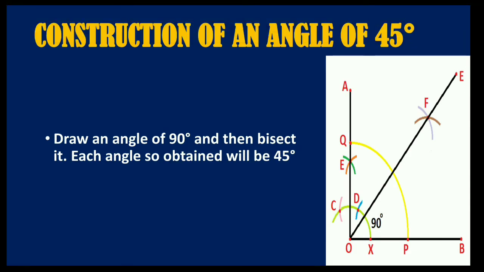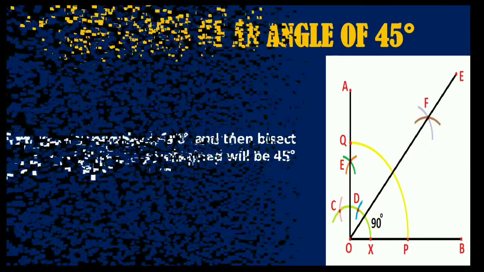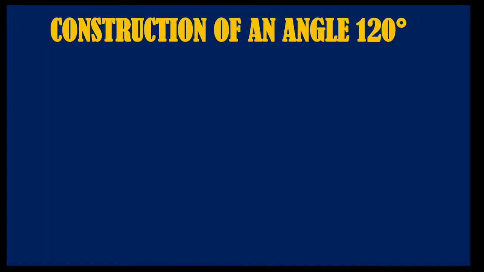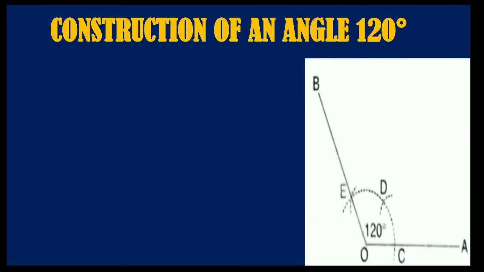So next, how to construct angle 120 degree. That means we have to draw 60 degree and another 60. This is one way, or you can draw first 90 and then draw 30 degree, the other way. So let's see the instructions.